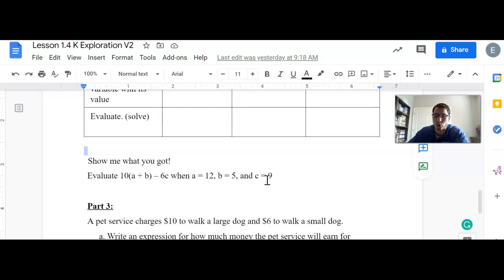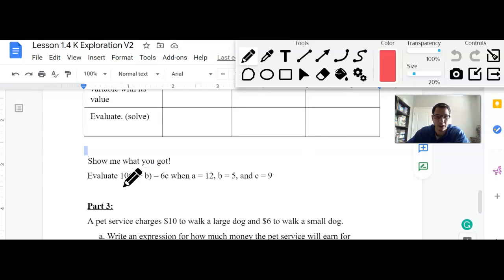So remember, you're going to substitute or replace these numbers in for the variables given. So we're going to plug in 12 for a, we're going to plug in 5 for b, and we're going to plug in 9 for c. Go ahead and rewrite the algebraic expression with those substituted in, then solve using the order of operations. Give this a try on your own, then we'll go over it together.